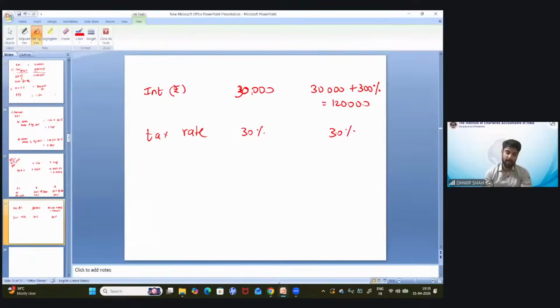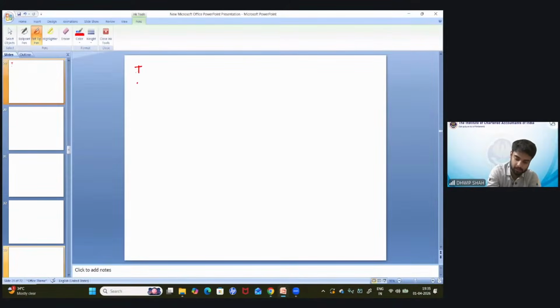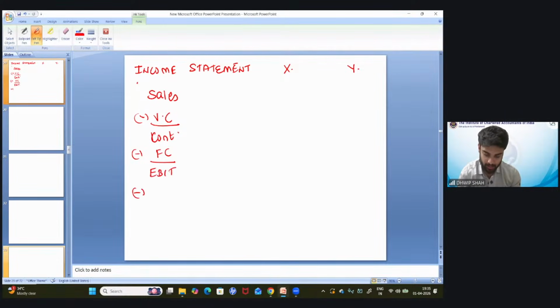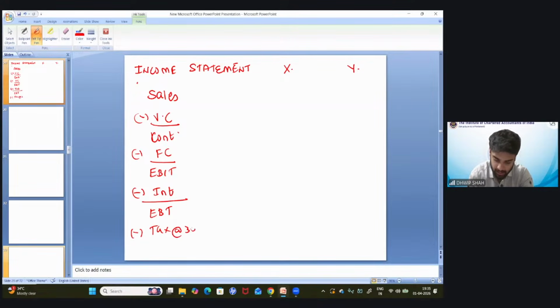So let's prepare income statement का format for both the companies. They've asked income statement, correct? For X and for Y. Starting हम sales से करेंगे. Less variable cost will give me contribution. इसमें से हम fixed cost minus करेंगे. I will get EBIT. Less interest minus करेंगे. I will get EBT. Less tax minus करेंगे at 30% for both the case. I will get earnings after tax.